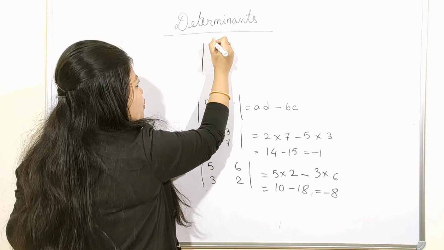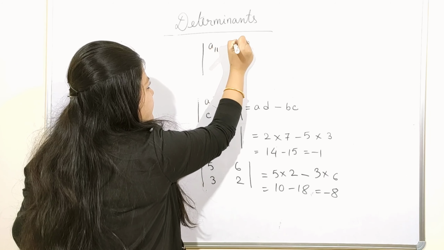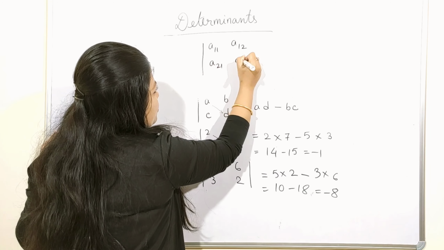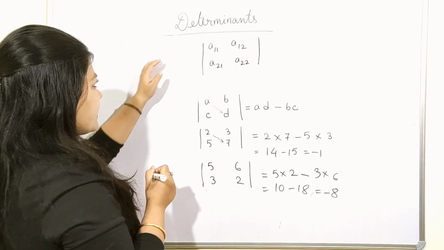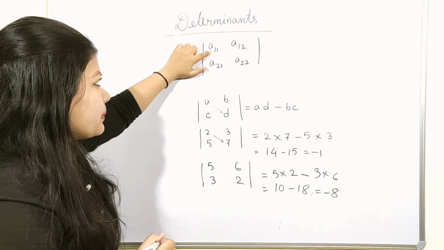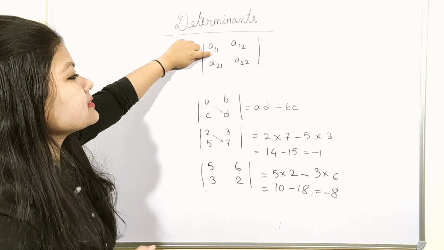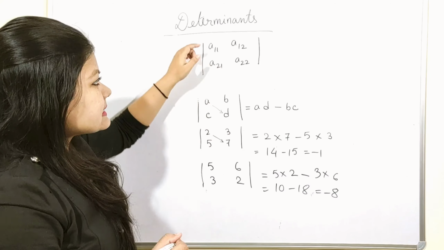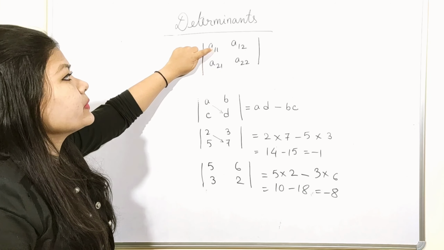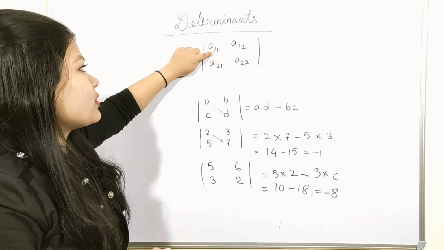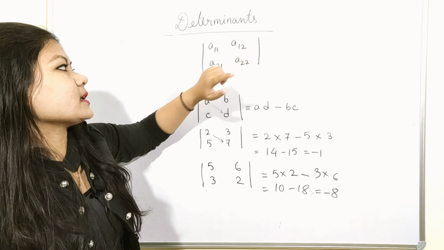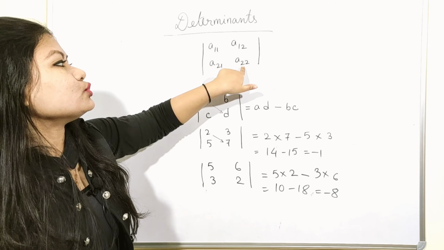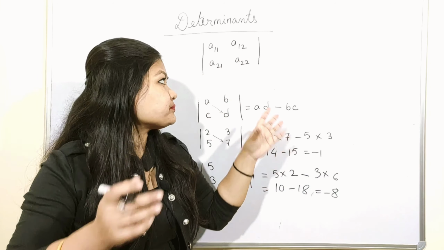Also you should know that we can represent the general 2 by 2 determinant in this way. Here suffix represent the number of row and column. First digit represent the number of row, then the second digit represent the number of column. 1 1 means it is the first row, first column. 1 2 means first row, second column. 2 1 means second row, first column. 2 2 means second row, second column.